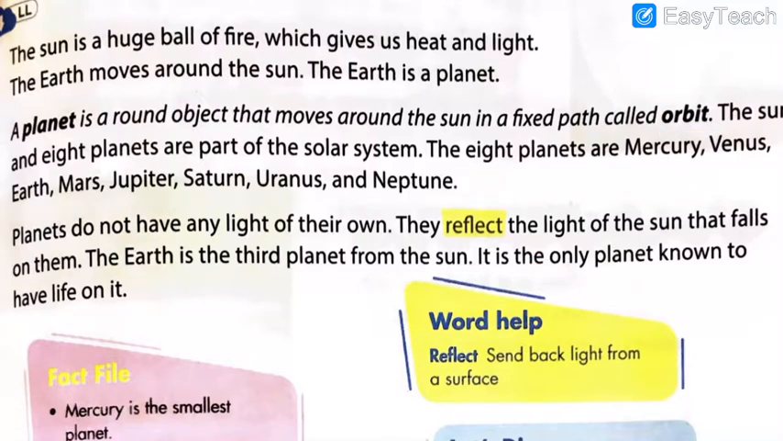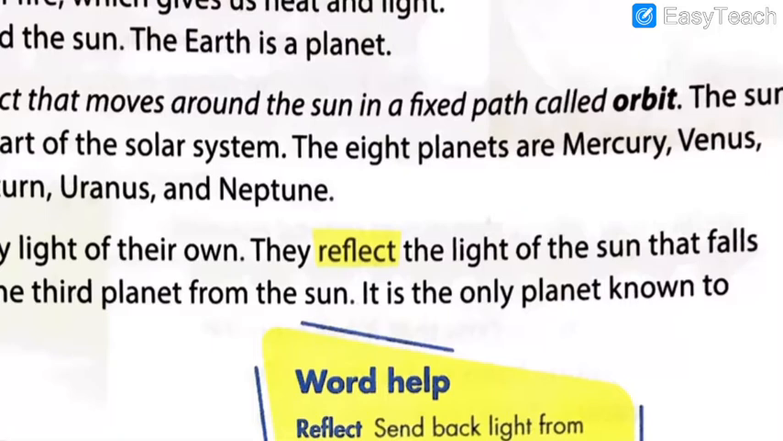Now, the Sun and 8 planets are parts of a solar system. The 8 planets are Mercury, Venus, Earth, Mars, Jupiter, Saturn, Uranus and Neptune. So these are the planets. Now here are your hard words. First write Mercury and then Venus. These two are the hard words from this line. Please write it down.